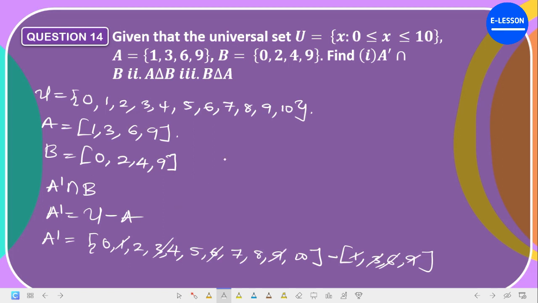So what are we left with? Our A prime is equal to, let me write it upward here, A prime is equal to 0, 2, 4, 5, 7, 8, and 10. Then B is what? 0, 2, 4, 9.